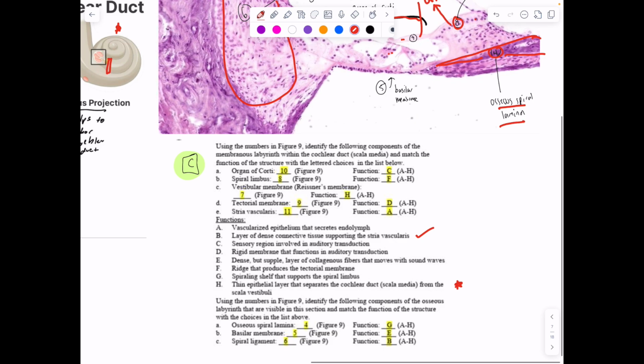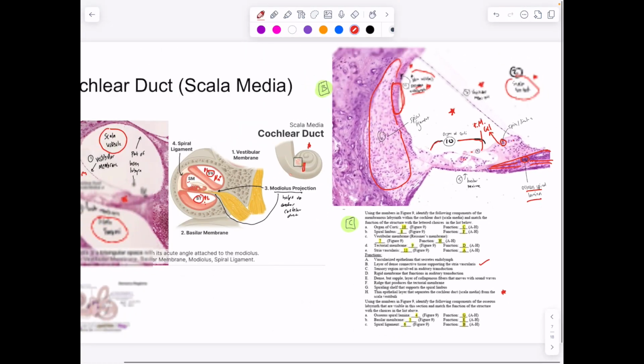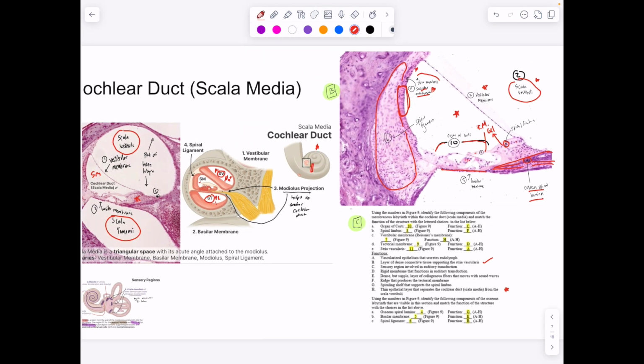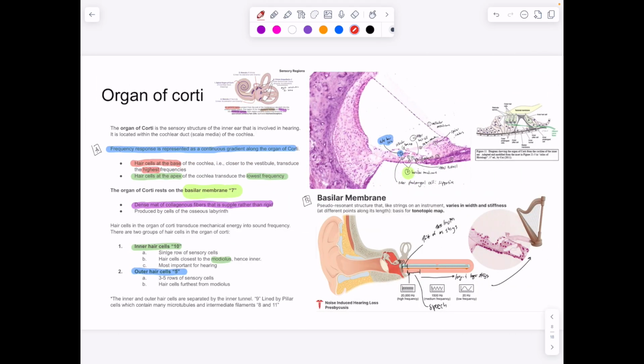All right, and then here you can see dendrites coming in from the ganglion cells to meet up with our hair cells. All right, and then we have our basilar membrane right here, which we'll talk about a little bit as we talk about the vibrations of the cochlea. Okay, so a little bit more on this.